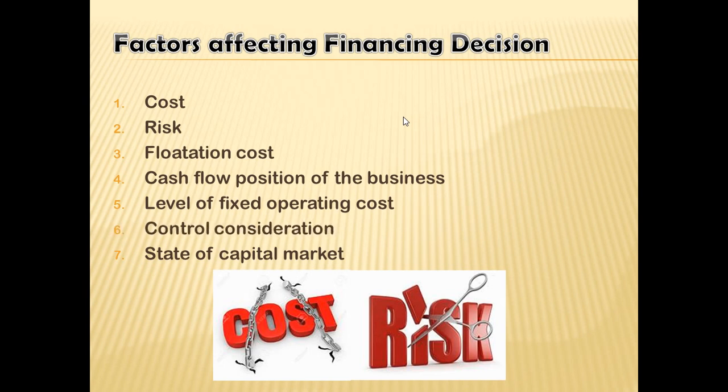Now the next point, that is control consideration. The ultimate control of the company is that of the equity shareholders. The greater the number of equity shareholders, the greater the control in the hands of more people, which is not a good situation. Therefore, from the point of view of control, equity share capital should be avoided. Now the next and last point is state of capital market. If the stock market is rising, then it is easy to sell equity shares. But in a depressed capital market, the company has to opt for debt financing. These were all the factors affecting financial decision.